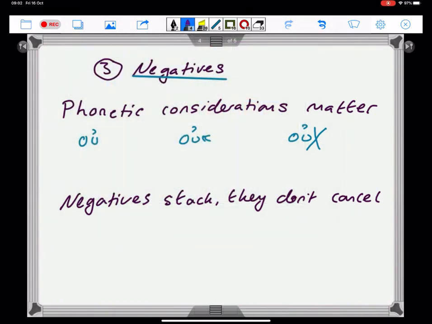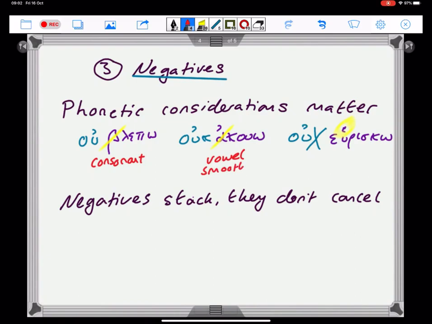So you're going to use ou, Duff's example is blepo. You're going to use ouk before something like akouo. And ouch before something like heurisko. The key things to note, ou comes before a consonant. Ouk comes before a vowel. And ouch comes before a vowel with a rough breathing. We can write that in. Ou before a consonant. Ouk before a vowel with a smooth breathing. And ouch before a vowel with a rough breathing.